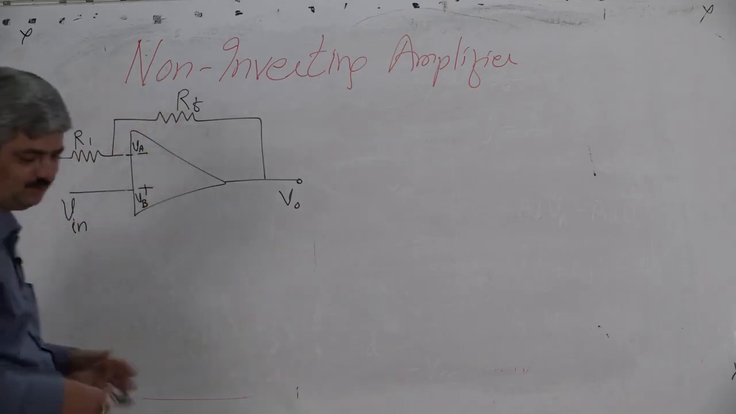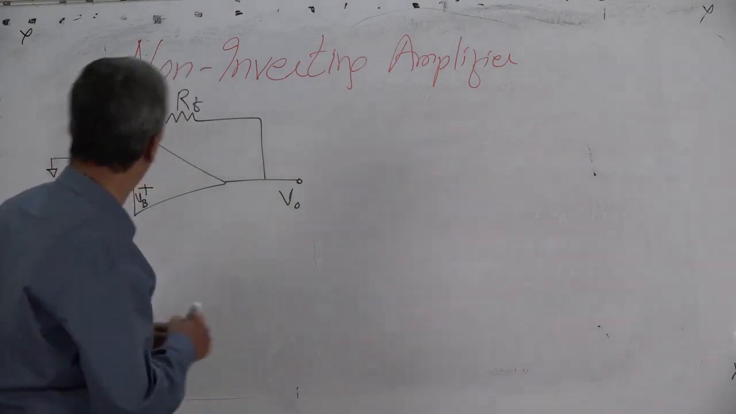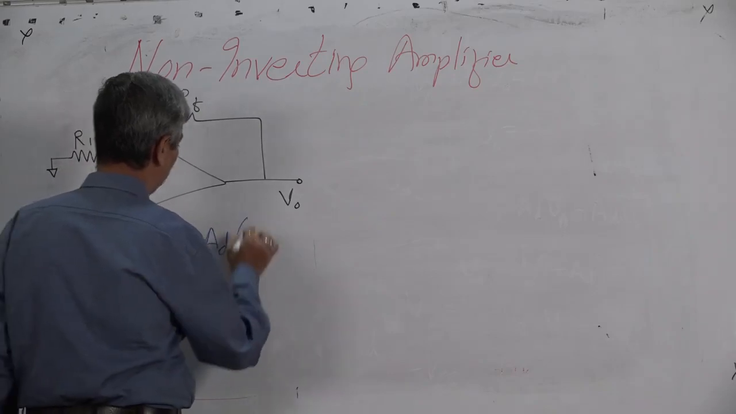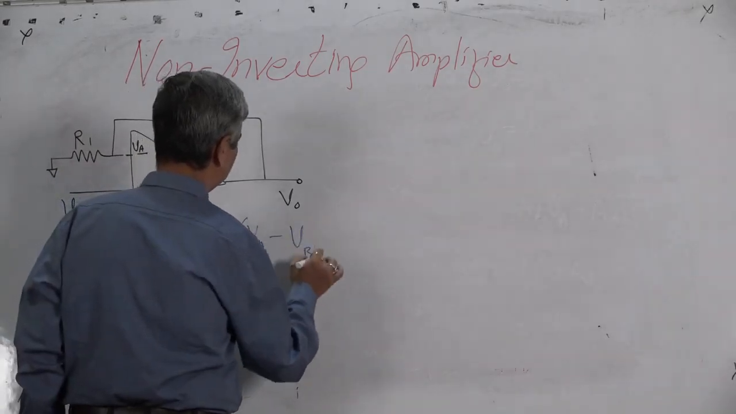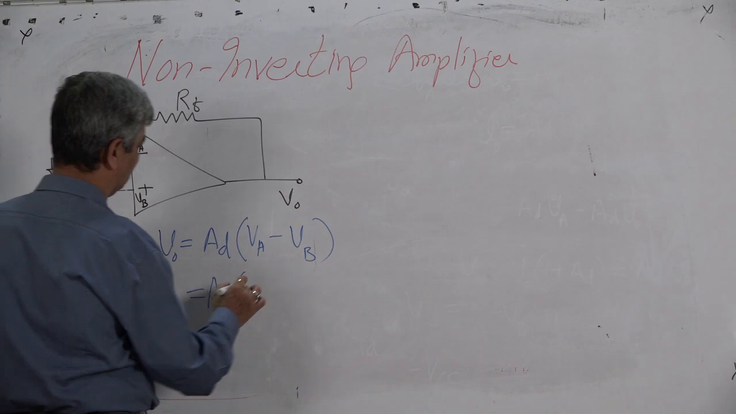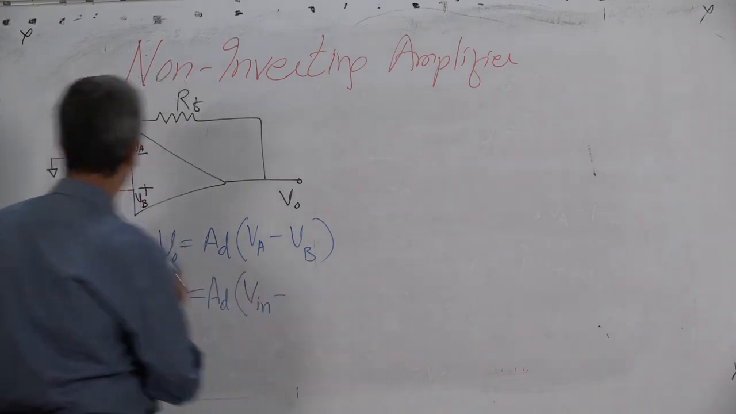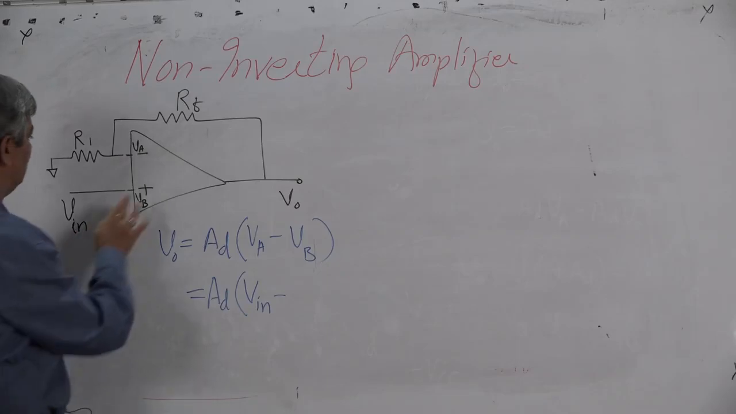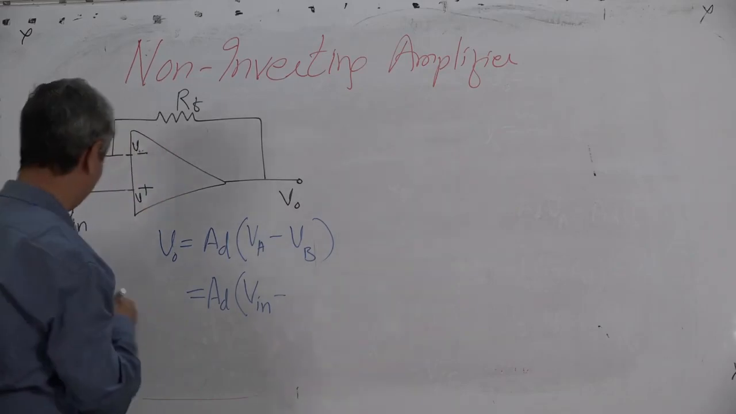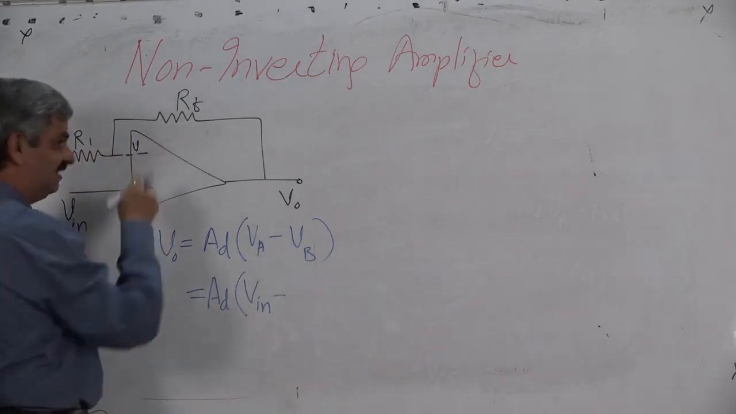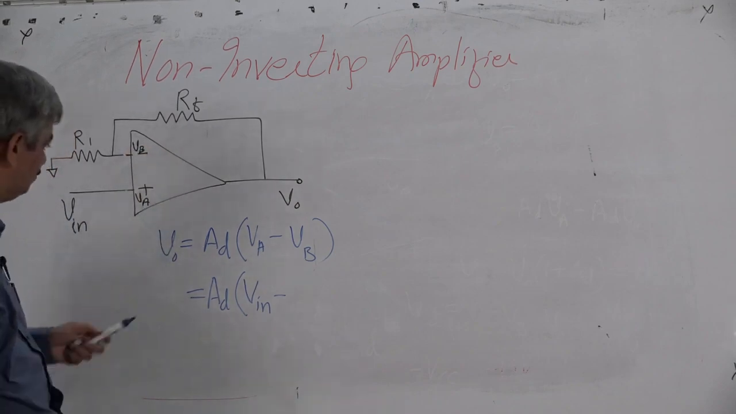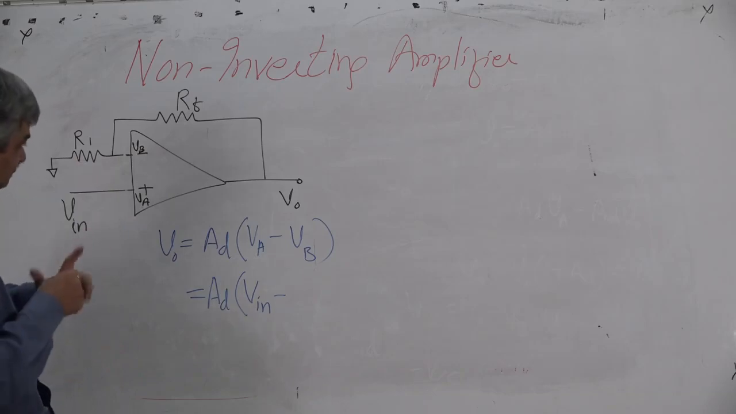Now, how will the system work? Let us start straightforward again. What is VO? It is AD into VA minus VB. What is VA? VA is V in, you are directly connected, no question of calculation. What is VB now? Oh, I made a mistake. I will not say that I did it to check your attention, because it is not a live classroom. It is a simple manual error. So, VA minus VB. What is VA? VA is V in. What is VB now?